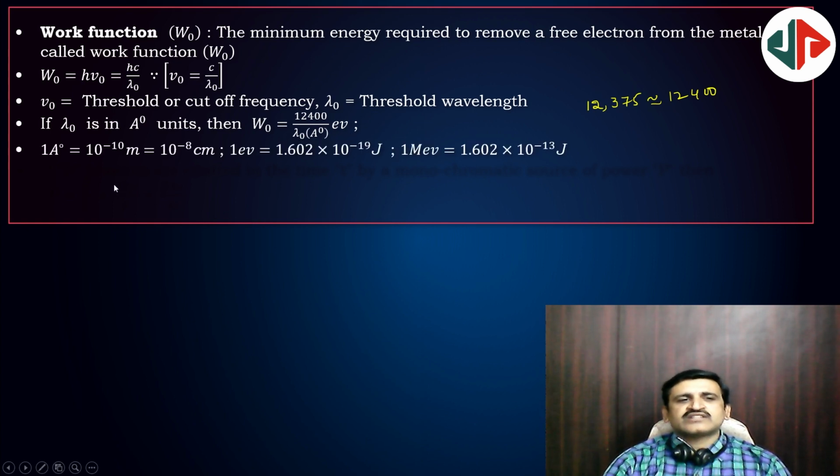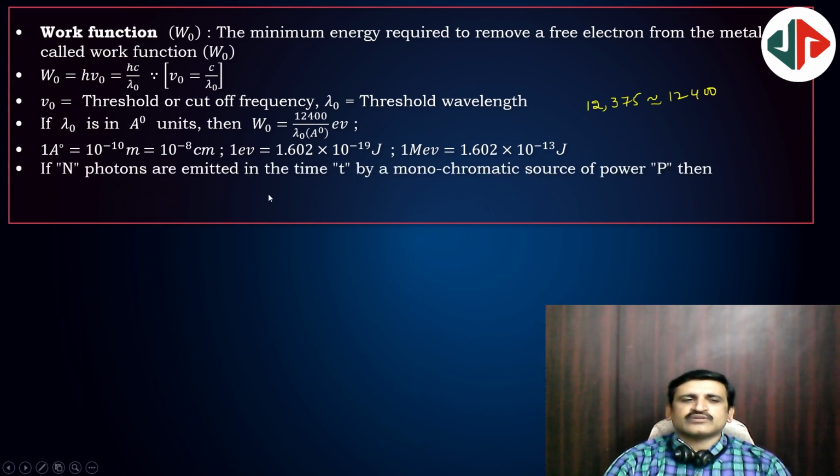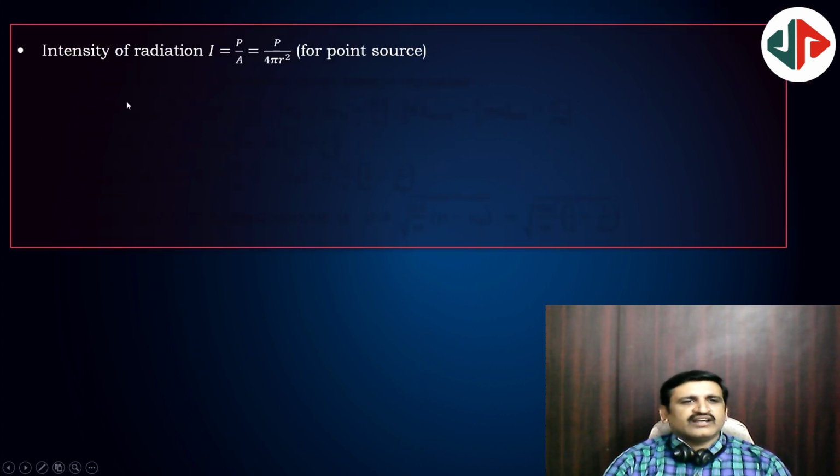1 angstrom is 10 power minus 10 meters and 1 electron volt is equal to 1.6 into 10 power minus 19 joule. 1 million electron volt is 1.6 into 10 power minus 13 joule. If n photons are emitted in the time t by a monochromatic source of power P, then n h nu by t is the power, or n h c by lambda into t. Intensity of radiation I is equal to P by A or P by 4 pi r square.